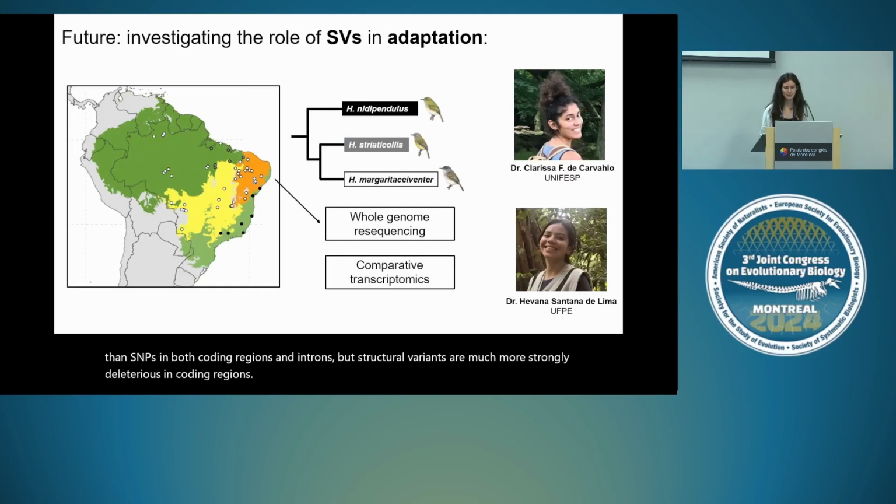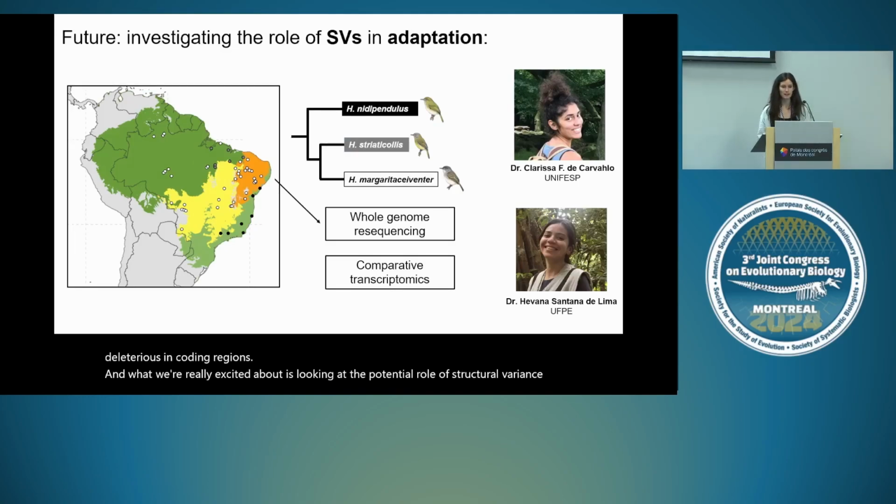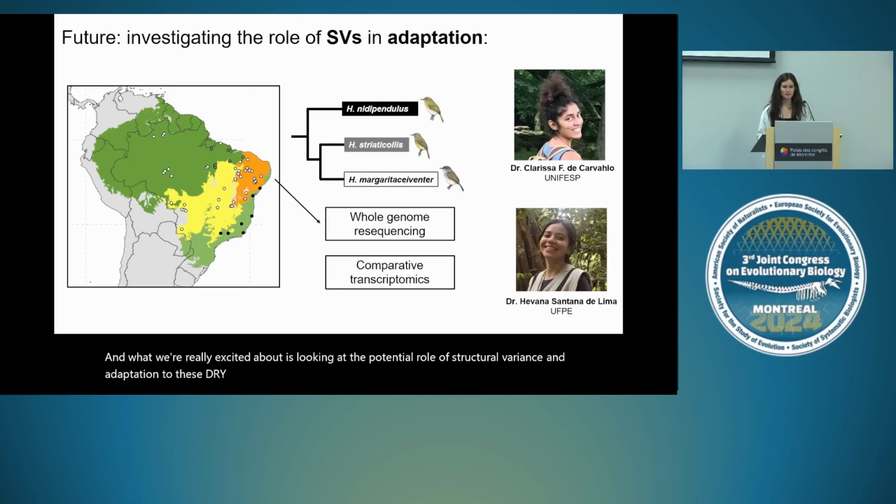And what we're really excited about is looking at the potential role of structural variants in adaptation to these dry forests. So we currently have whole genome resequencing data from Hemitriccus margaritaceiventer across its range. And Dr. Havana Lima is looking at phylogeography in Hemitriccus margaritaceiventer. And Clarissa is using population genomic data to compare it to its 2 closest relatives, Hemitriccus striaticollis, which has an Amazonian distribution, and Hemitriccus nidipendulus, which has an Atlantic forest distribution.